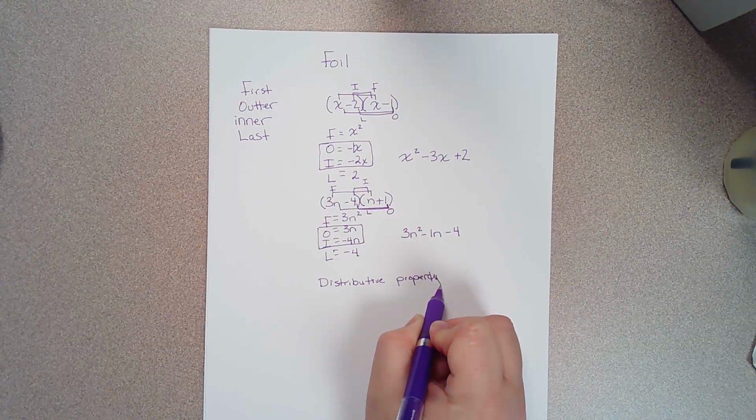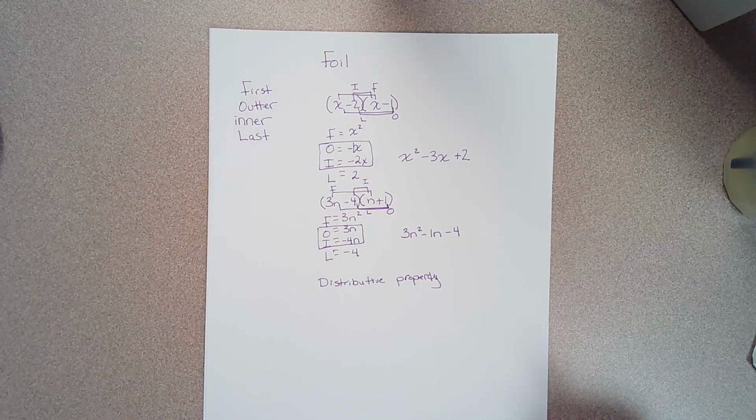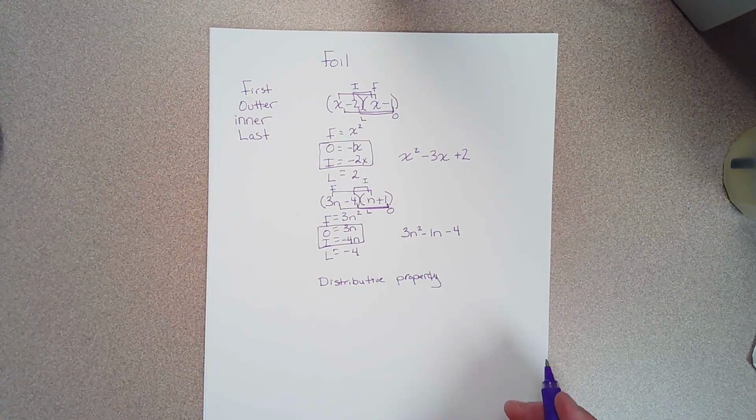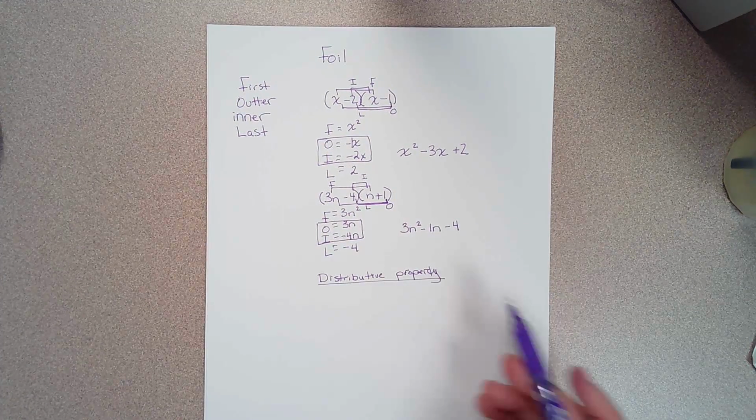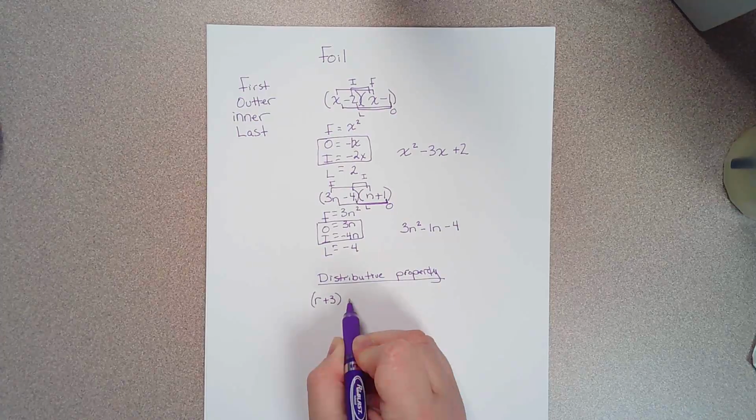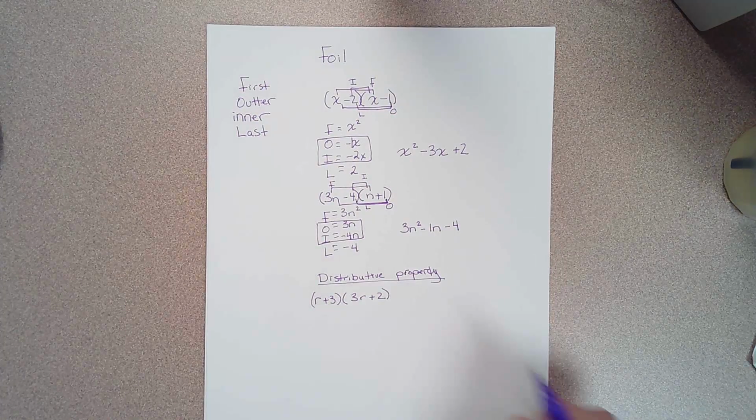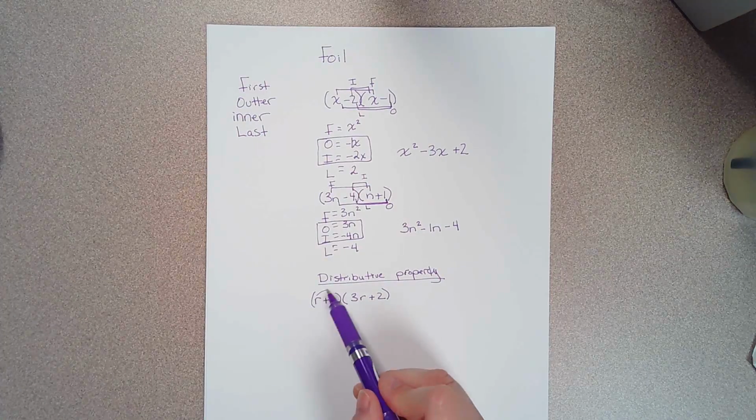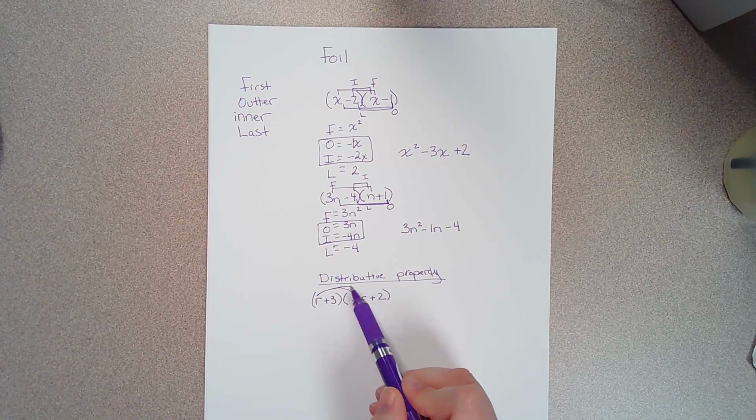So in distributive property, you're going to find it to be very similar to FOIL, only instead of using the word FOIL, they say distribute. So in this case, we have r plus 3 times 3r plus 2. So in distributive property, we take the r times each of them. So we kind of make the same symbols.